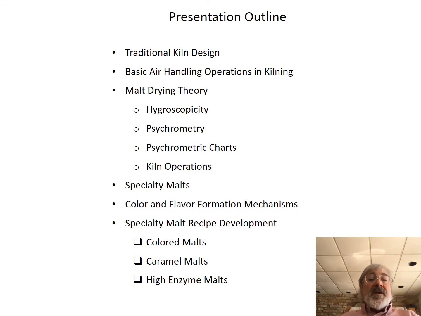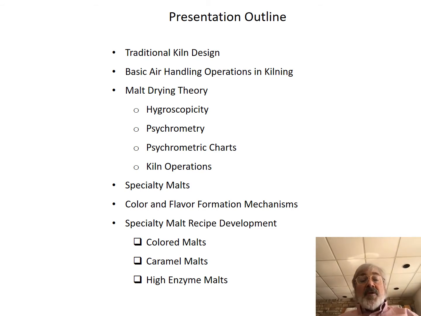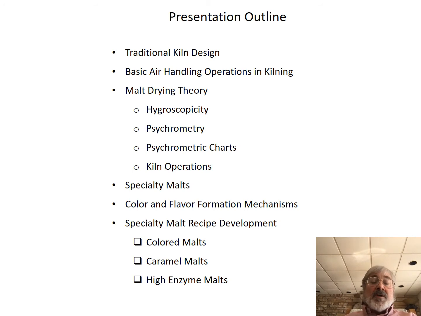And finally, and only because I ran out of time, we'll talk about some specialty malt recipe development, some colored malts. I'll just introduce caramel malts because I don't have the time to go into that. You can produce caramel malts on kiln. And then finally, another specialty that you produce on kiln in a totally different way from colored malts is high enzyme malts. And if there's anybody who has a specific malt that they'd like to talk about, ask me a question later, okay? That works for me.